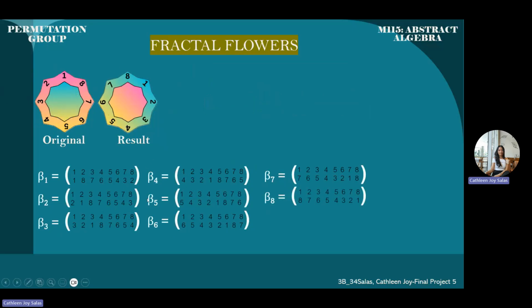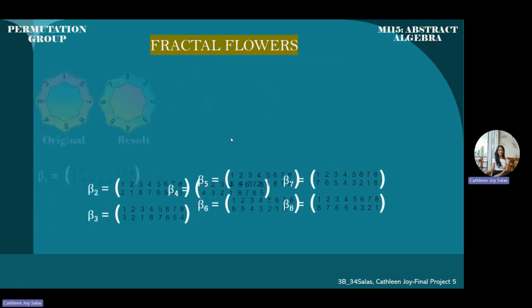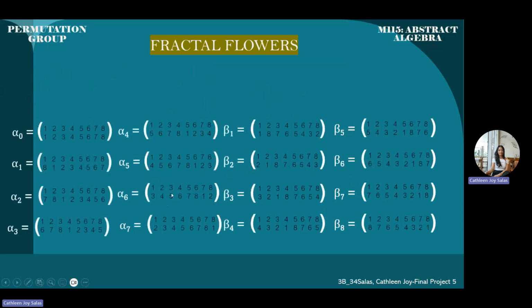Here are the summary for the reflective line of symmetries for permutation. And these are the summary for the permutation for rotational reflective line of symmetries.